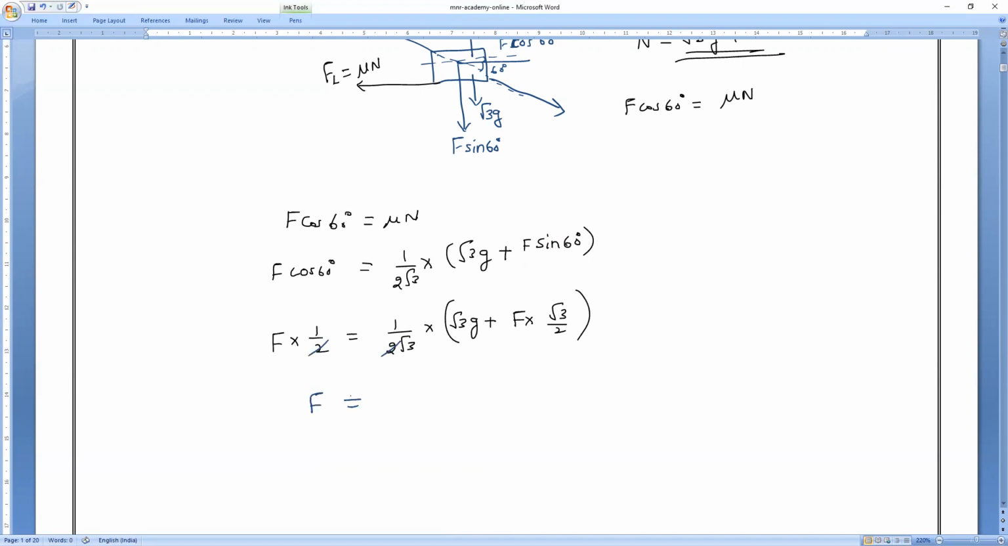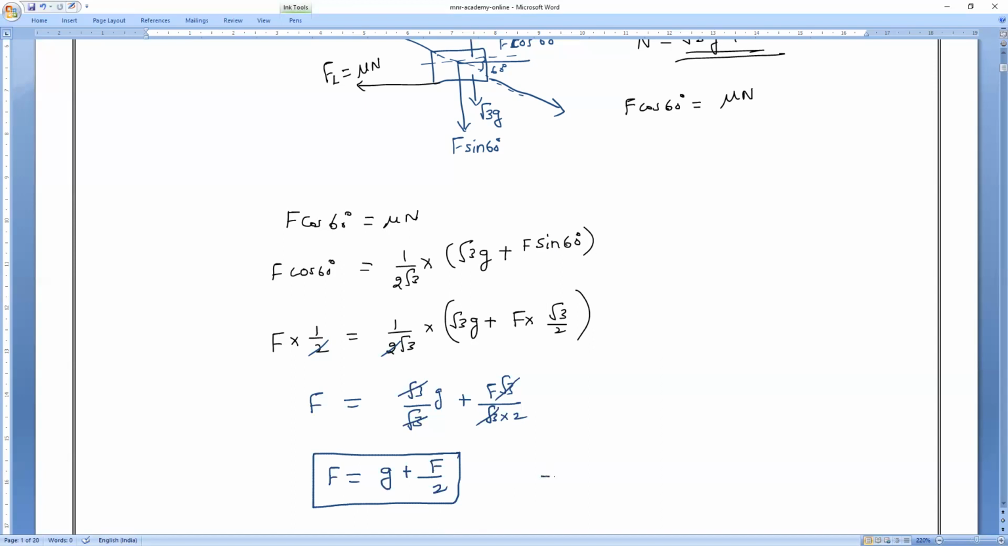Now you can see that F will turn into √3 divided by √3, into √3g plus F √3 divided by √3 into 2. So this √3 will get cancelled, √3 will get cancelled. So F is equal to g plus F by 2. That is the maximum value of F, that is limiting friction. Clear, Pradosh, Udreswar?